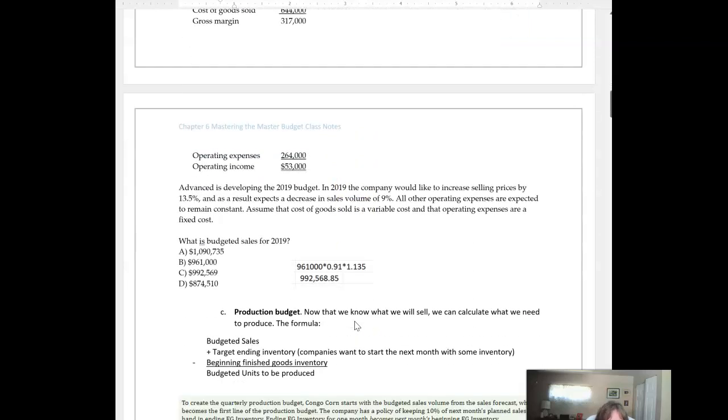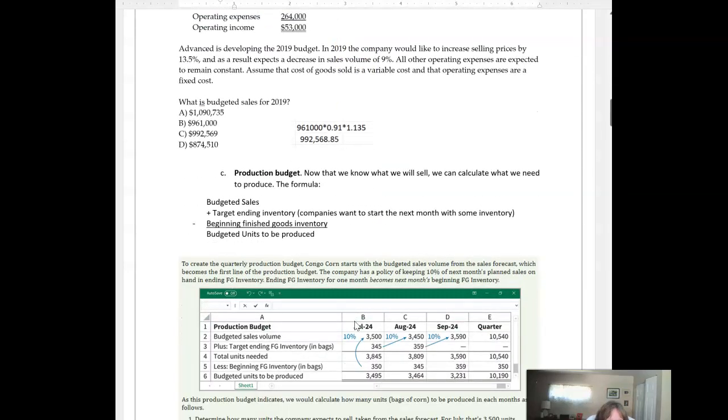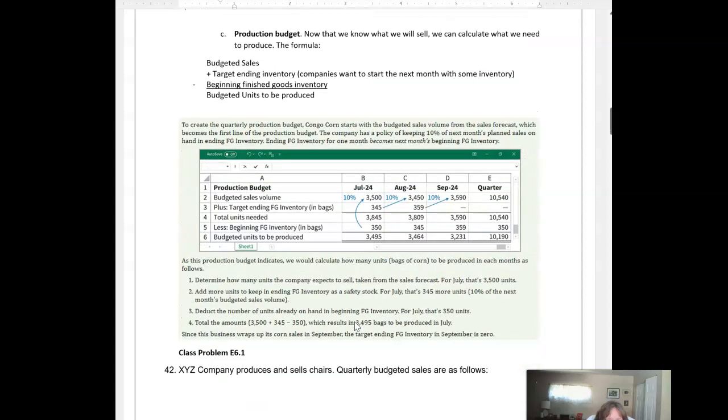Okay. Now then, the second piece in here is the production budget. And, remember, we started out with what we're going to sell. So now we've got to figure out, well, if that's what we're going to sell, then how much do we have to produce? And there's a formula that goes along with this that is really critical to understanding it. My budgeted units to be produced are equal to the budgeted sales plus a target ending inventory.